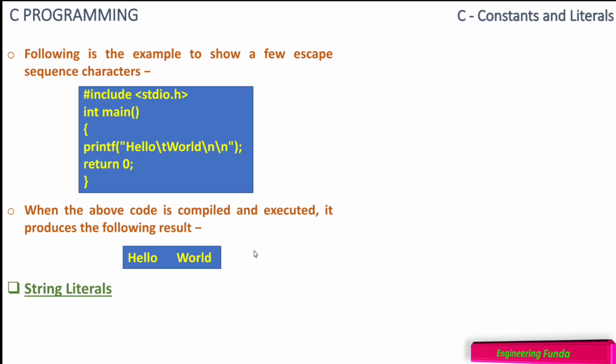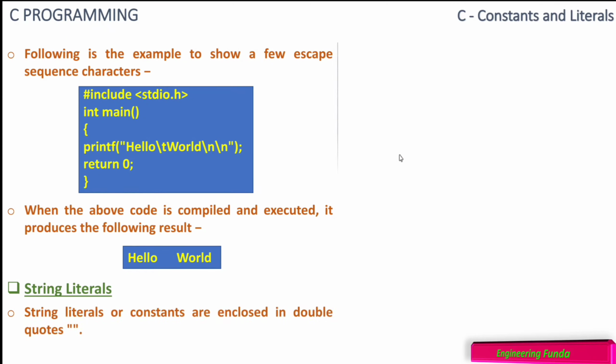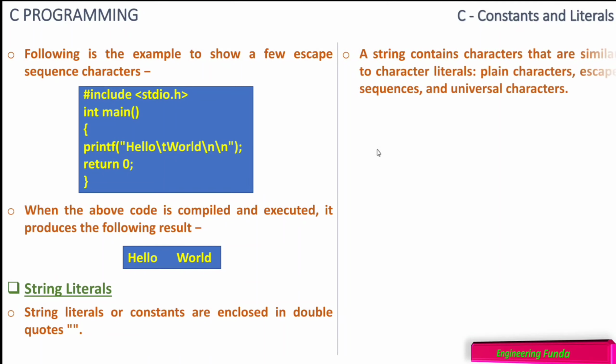Next is the string literal. The string literals are enclosed in double quotes. So you are writing them in double quotes. The constants of the string literals are also written in double quotes. A string contains characters that are similar to character literals: plain characters, escape sequences, or universal characters. So if you are combining these characters, it becomes a string. So you can have string constants that are nothing but a combination of character literals.